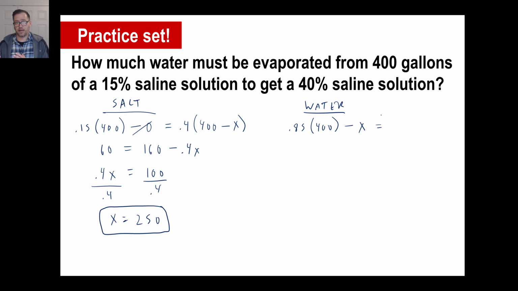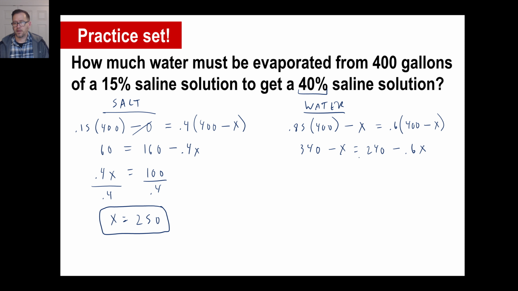Okay. And again, it's the same kind of thing. We start with 400 gallons. We took away some amount. How do you write that? Well, we're going to end up with 40% salt, which means we're 60% water, and our amount will be 400 minus, we don't know the amount. Boom. Okay. So 0.85 times 400 is 340 minus x equals 0.6 times 400 is 240. 0.6 times negative x is negative 0.6x.